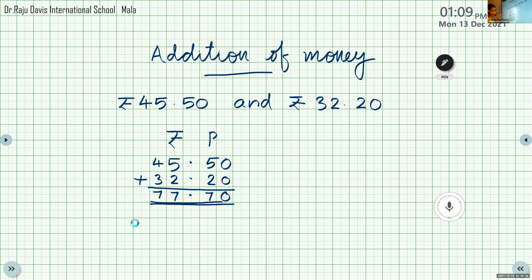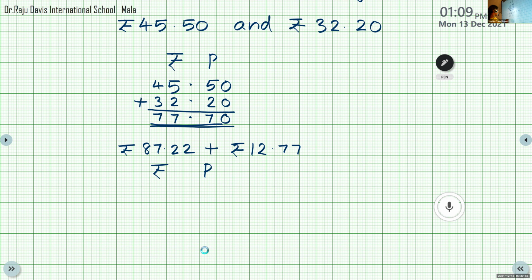87.22 plus 12.77. So let's write this in columns. The first one, let's write here rupees. Here we can write paisa. Then the first one, 87 rupees 22 paisa. And the second one, 12 rupees 77 paisa.